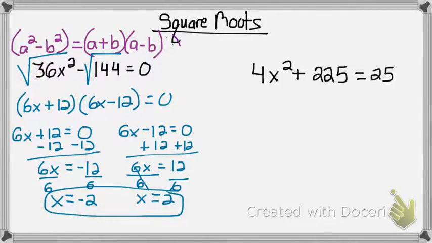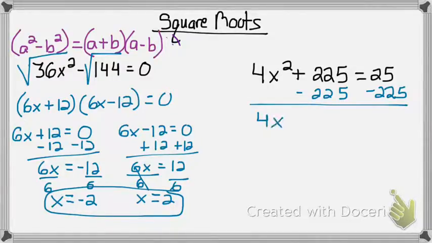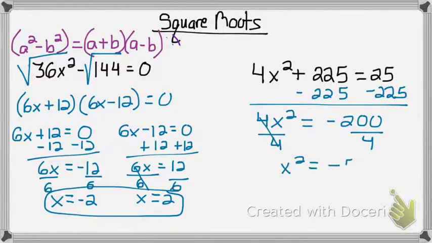In the second example, the first thing I'm going to do is subtract 225 on both sides, and that's simply because this is not the difference of two squares, so I couldn't use that formula a squared minus b squared. When I do that, I get 4x squared equals negative 200, and then I'll divide both sides by 4, which gives me x squared equal to negative 50, and then I can take the square root of both sides.